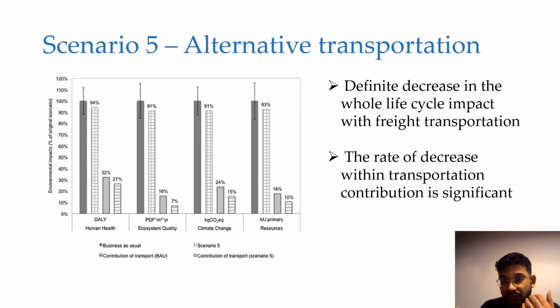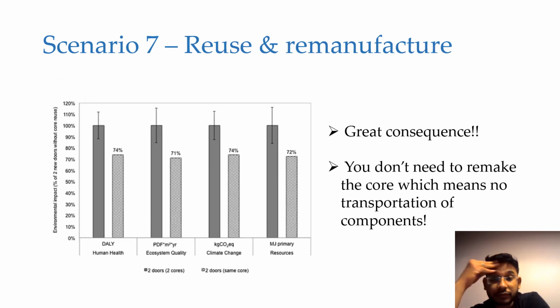And what they found in the case of transportation is that if you actually think about using freight or rail transportation instead of road transportation, you can have significant benefits within the category of transportation to have less environmental impact. So finally, they tried to reuse the core. Instead of using new cores all the time, they tried to reuse the core of the door, and then they saw how it can be beneficial.